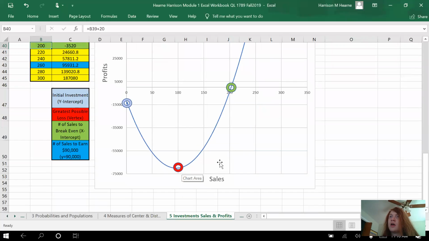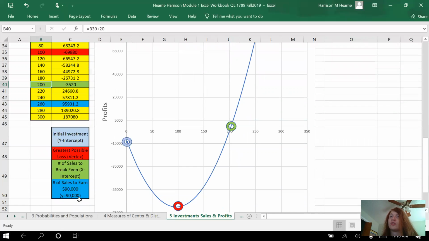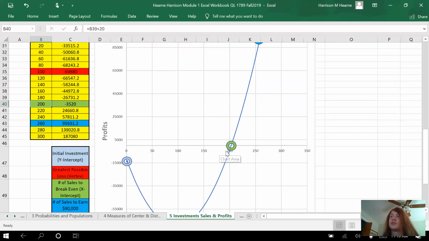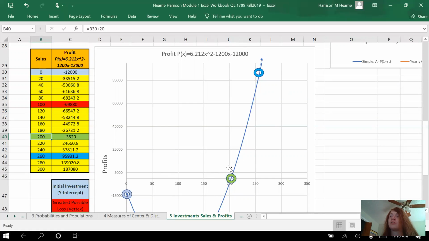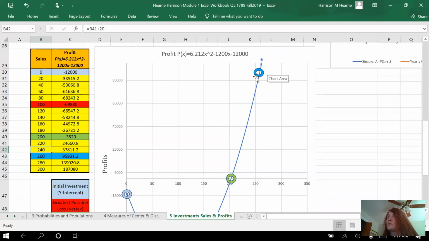And then we wanted to know how many sales it would take to earn $90,000 in profits. So not just breaking even, but how many units would we need to break that threshold of $90,000 made in profits. So we calculated that to be at about 260. It's a little less than 260, but once again, we're only working in increments of 20 here, so I couldn't represent what it was exactly.